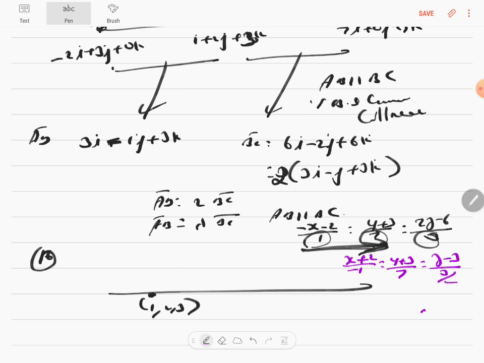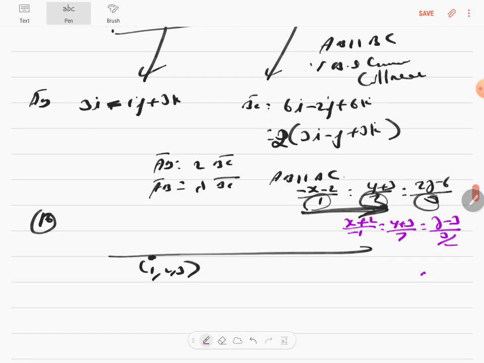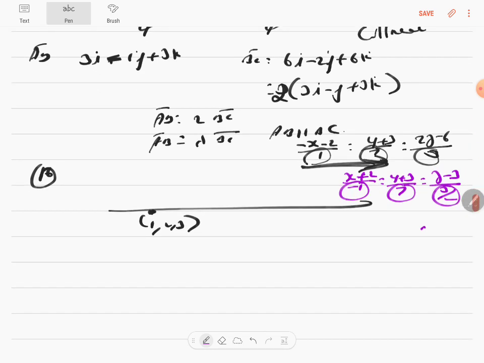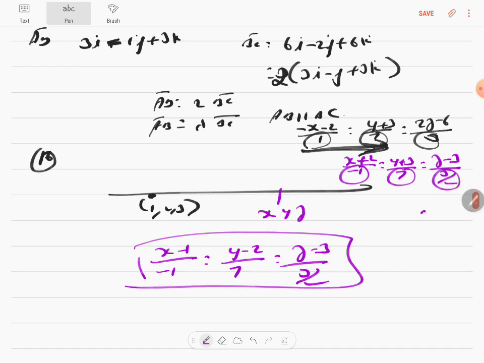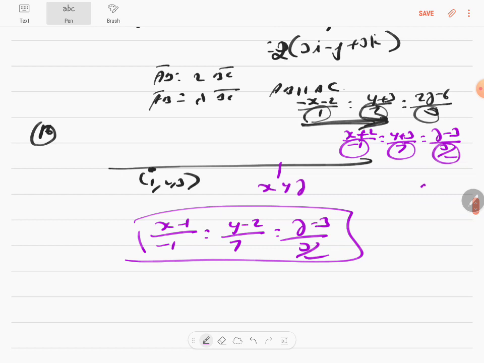So that you get it in the form x minus x1 by a is equal to y minus y1 by b is equal to z minus z1 by c. Therefore, you know the directions are minus 1, 7 and 3 by 2. And considering an arbitrary point x, y, z, it's x minus 1 by minus 1 is equal to y minus 2 by 7 is equal to z minus 3 by 2, which is the equation of the line in Cartesian form.